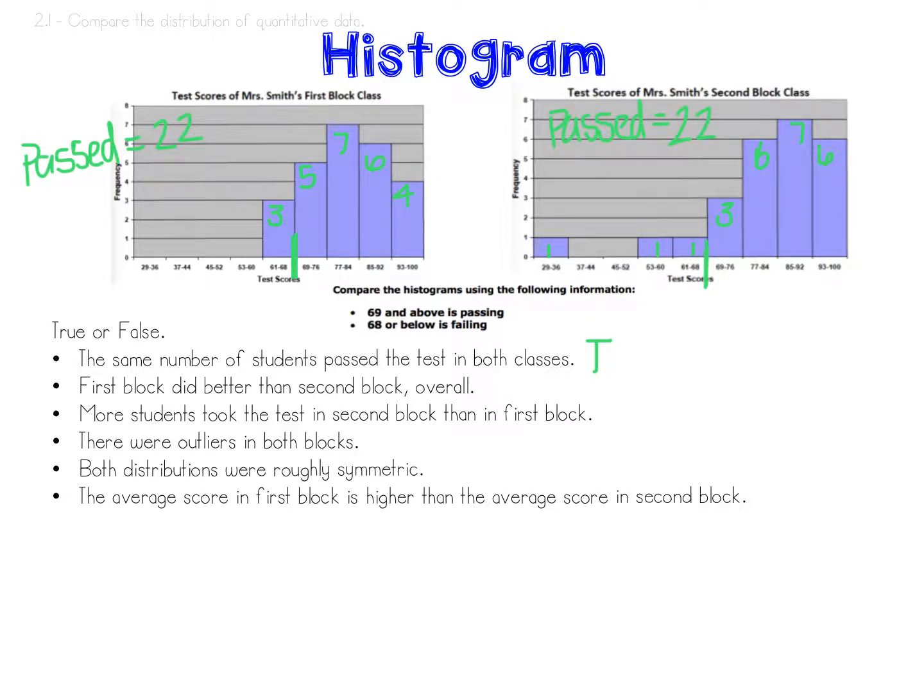All right, so the first one, the same number of students passed the test in both classes. So if passing is a 69 or above, when I did this cutoff, I saw that 5 plus 7 plus 6 plus 4 is 22, so 22 passed. And over here, 3 plus 6 plus 7 plus 6 is also 22, so that is a true statement.